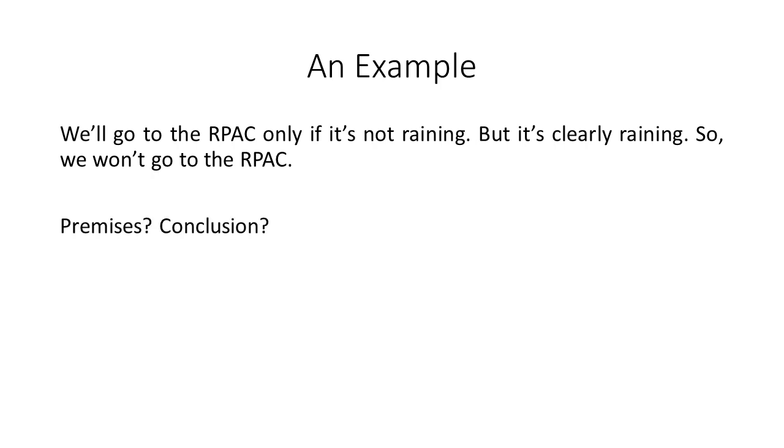Okay, so to start, what are the premises and the conclusion? Well, suppose someone were to say this to you: we'll go to the RPAC only if it's not raining, but it's clearly raining, so we won't go to the RPAC. They've made an argument. So the question is, what is it an argument for? If you can identify that, then you can identify the conclusion. One hint here is that we have "so," comma, which is a conclusion indicator word. So let's start with that.